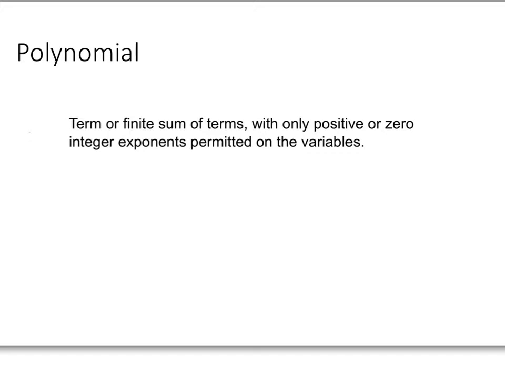A polynomial is a term or finite sum of terms with only positive or zero integer exponents permitted on the variables. Remember, finite means not infinite, so no dots. It has to stop somewhere. And that means we're not allowed to have negative exponents, fraction or decimal exponents, variables in the exponent, or variables in the denominator. Also excluded are irrational exponents.